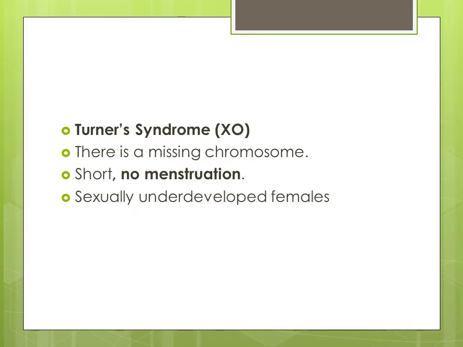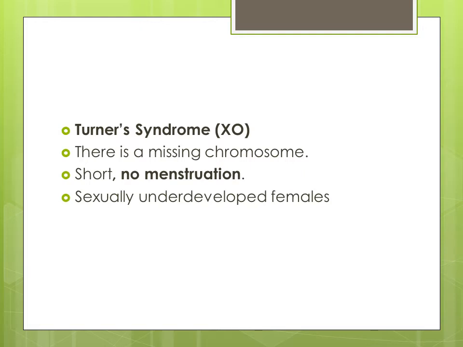Next, we have Turner's syndrome. That's XO, which means there is a missing chromosome. This usually happens in a female. So instead of having XX, they will have XO. There is a missing chromosome.